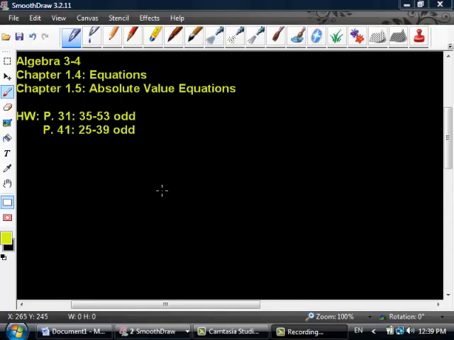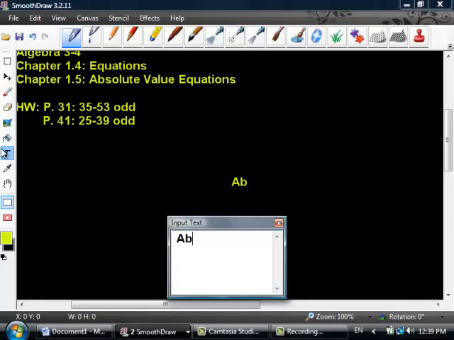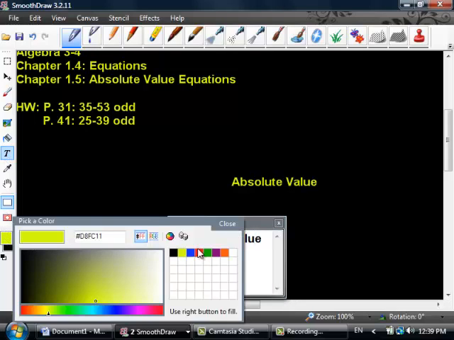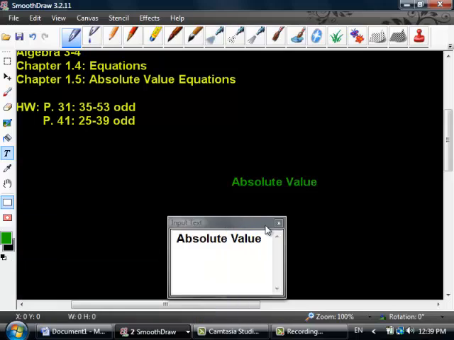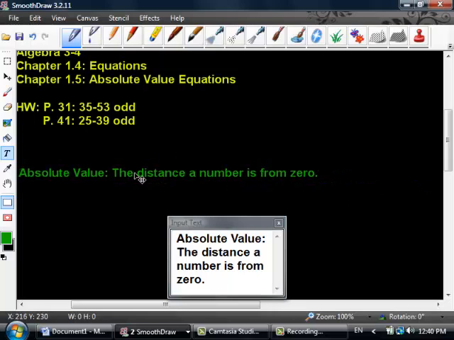All right, we are on absolute value equations this time. A couple things I need to go over with you guys is that absolute value, let's change colors for this definition here. Let's make it green. Absolute value is the distance a number is from 0. And I understand you guys can't see that. Absolute value is the distance the number is from 0.